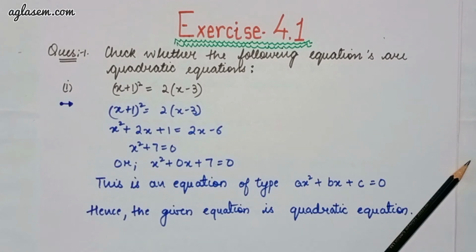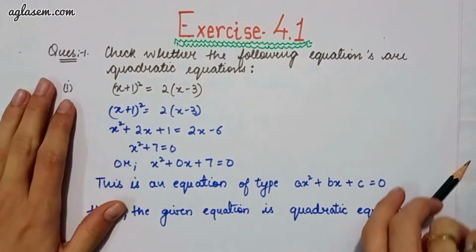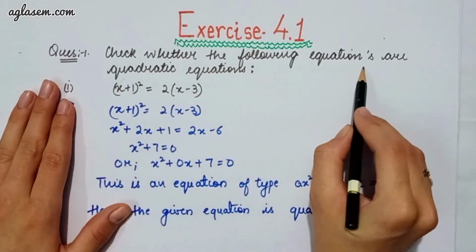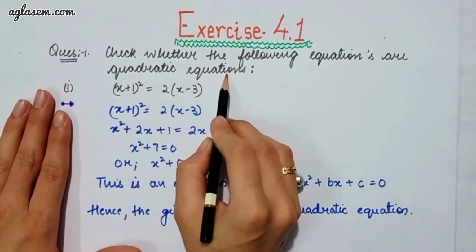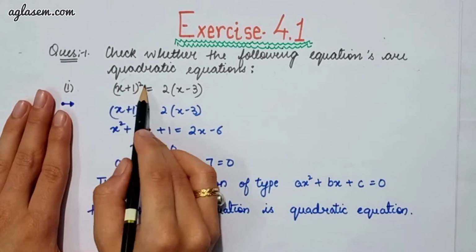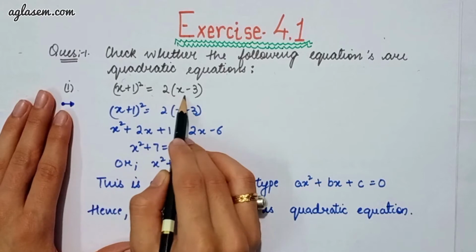Today we will be covering chapter 4, that is quadratic equations. So starting with the first exercise, that is 4.1, our first question says check whether the following equations are quadratic equations. So the first part says (x plus 1) whole square is equal to 2 into (x minus 3).